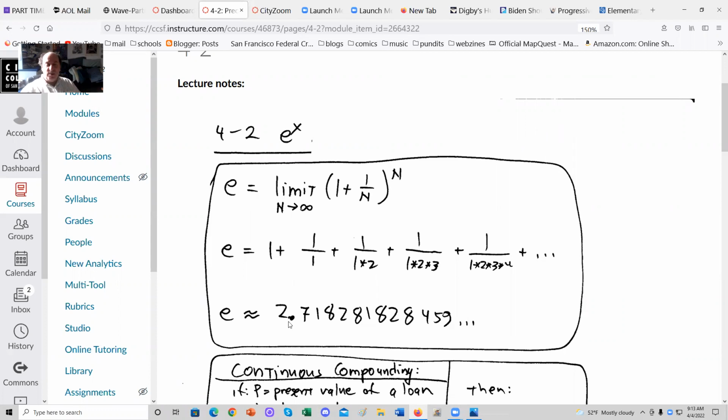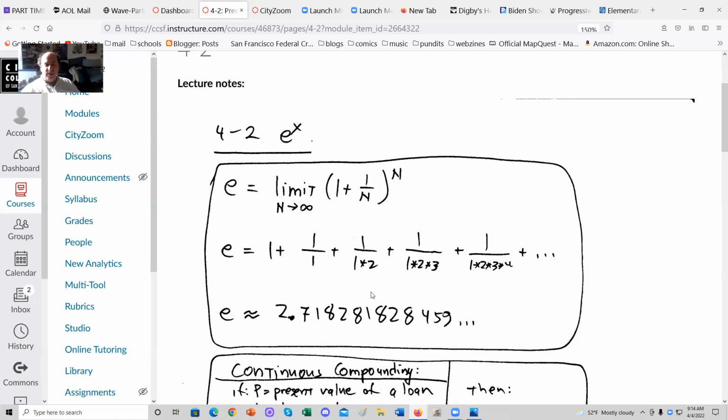Okay, it's specifically 2.71828182845 going on endlessly. It can be written as a limit as n goes to infinity of (1 plus 1 over n) to the power n. As n goes to infinity, this approaches 1, and this approaches infinity, and 1 to the infinity could be anything. Specifically, it's this. It's also equal to this infinite sum: 1 over 1, plus 1 over 1, plus 1 over 1 times 2, plus 1 over 1 times 2 times 3, plus 1 over 1 times 2 times 3 times 4, and so on indefinitely.